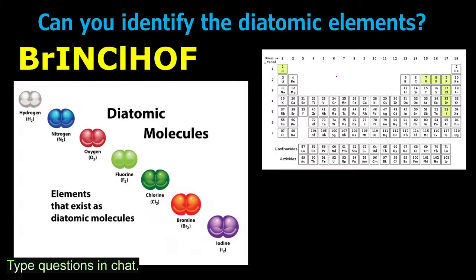And hydrogen is alone right here, but then you can see it's this little section right here. So you can kind of remember where it is on the periodic table. Okay, that may help, but BrINCIHOF definitely will let you know which elements are diatomic.